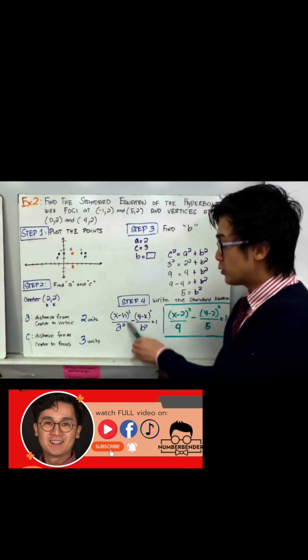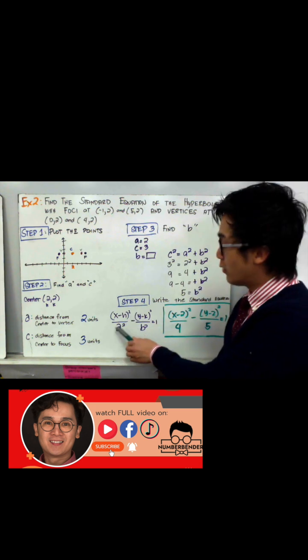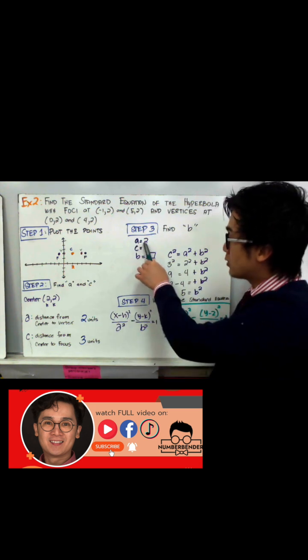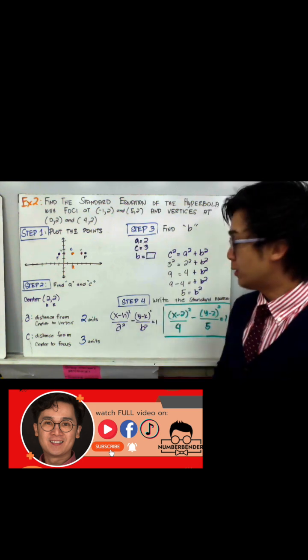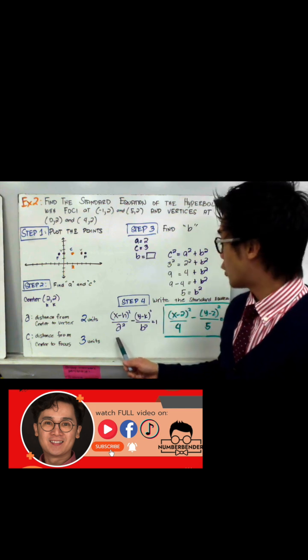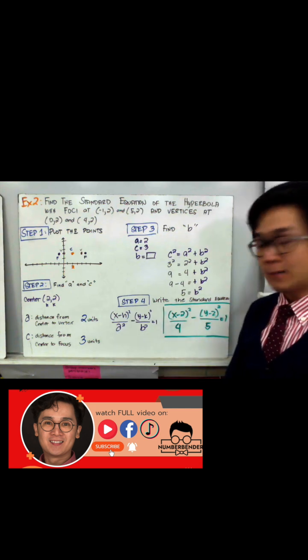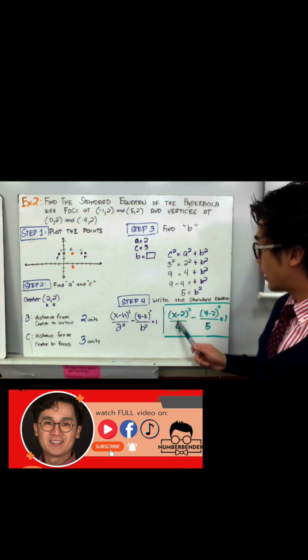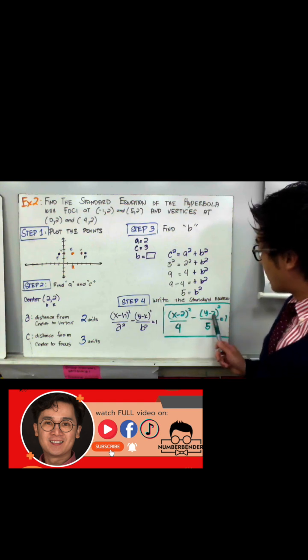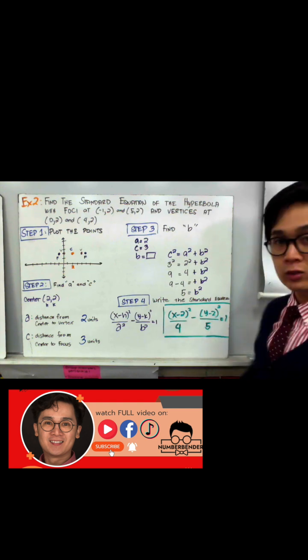We just need to square the value of a that we found a while ago. So a is equal to 2. So in our standard equation of the hyperbola, it will turn into 4. So to write out your equation, the standard equation of your hyperbola will be x minus 2 squared all over 4 minus y minus 2 squared all over 5 equal to 1. And that's how we use the formula.